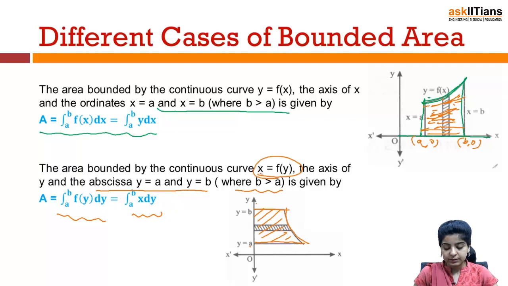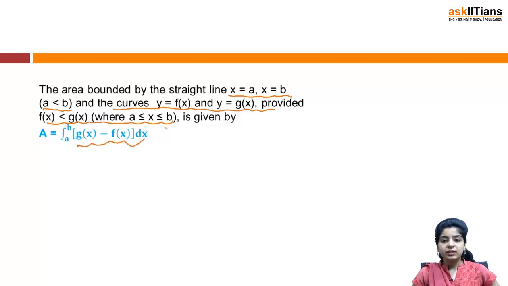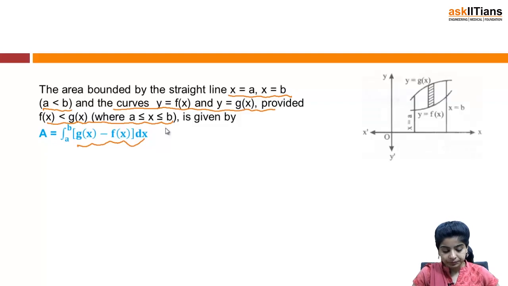Next case that we have is the area bounded by the straight lines x equal to a, x equal to b, where a is less than b, and the curves y equal to f(x) and y equal to g(x), provided f(x) is less than g(x), where x lies between a and b, is given by A equal to integral a to b of g(x) minus f(x) dx. Now how do you get this?